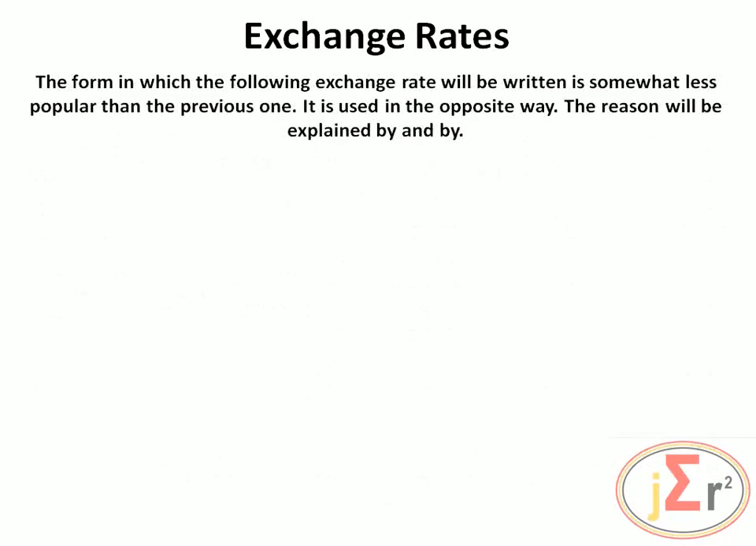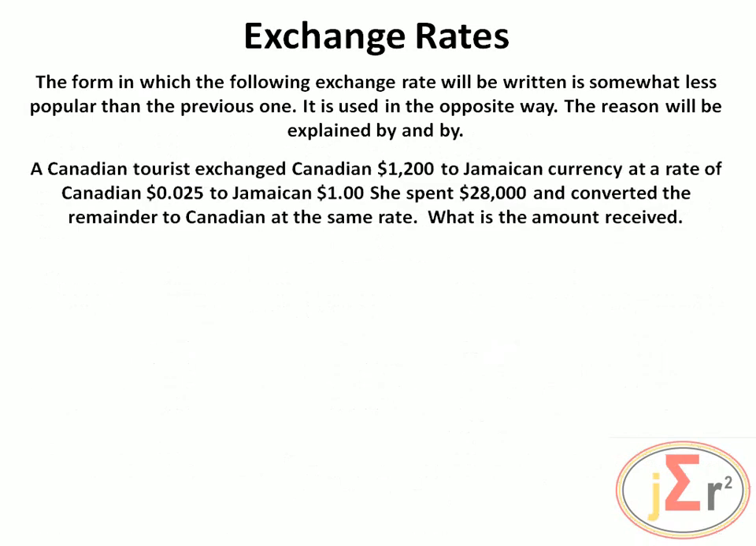The form in which the following exchange rate will be written is somewhat less popular than the previous one. It is used in the opposite way. The reason will be explained by and by. A Canadian tourist exchanged Canadian $1,200 to Jamaican currency at a rate of Canadian $0.025, and that turns out to be 2.5 cents Canadian to Jamaican $1. She spent $28,000 and converted the remainder to Canadian at the same rate. What is the amount received?